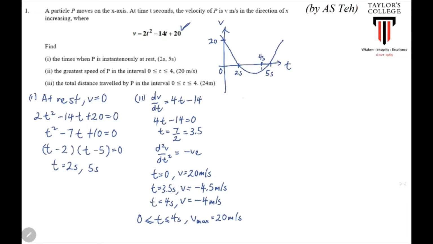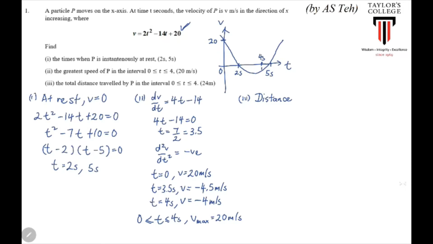Okay, so now for the third part. In this question, you have to be careful. It asks for distance. So do be aware of the difference between distance and displacement. In our velocity versus t graph, if we integrate from 0 to 4 seconds, we will be including the positive area and also the negative area. In that case, that integral will actually give us the displacement.